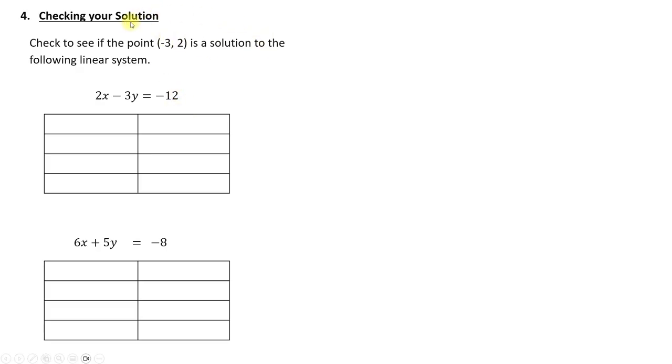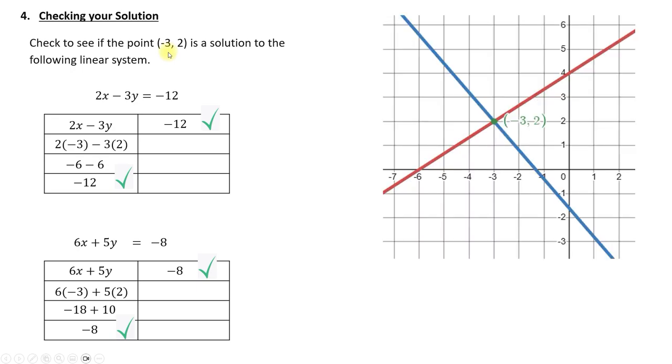So we'll take these points negative 3, 2, plug it into the first equation. 2 times negative 3 minus 3 times 2 simplifies to negative 12. Left side equals right side. So far, so good. Taking those x, y values and plugging them into this equation, 6 times negative 3 plus 5 times 2 ends up being negative 8. Left side equals right side. So we can say that this is a solution or a point of intersection.